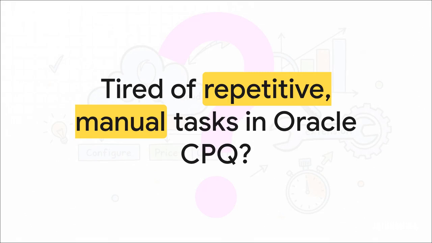I mean, does this question hit home? Are you burning through valuable time on tasks that you just know should be automated? Clicking through screen after screen, validating rules one by one, waiting for the system to catch up? Yeah, you're definitely not alone.